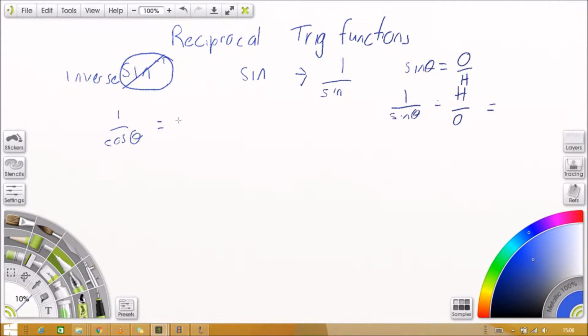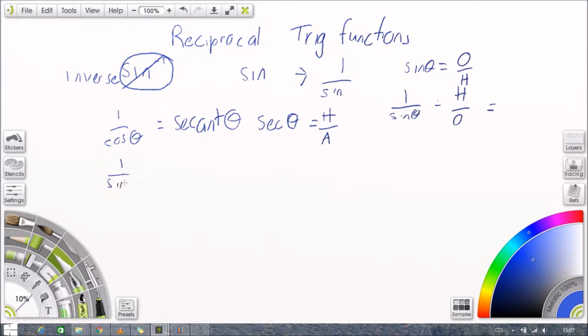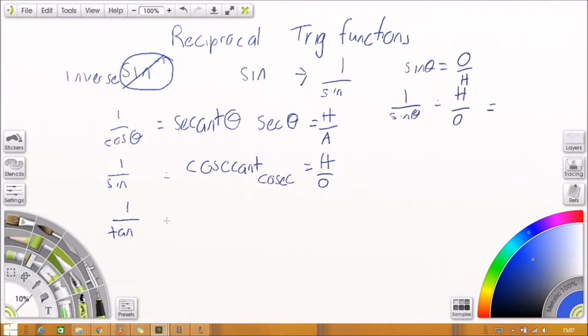The reciprocal trig function of cos is called secant or sec, and it just means the hypotenuse over the adjacent, h over a. 1 over sine is cosecant or cosec, and it's equal to h over o, and 1 over tan is equal to cotangent or cot, and it's just equal to the adjacent over the opposite. Just the exact opposites of what we had with the regular SOHCAHTOA.